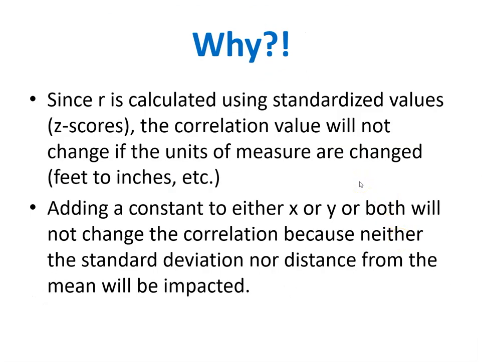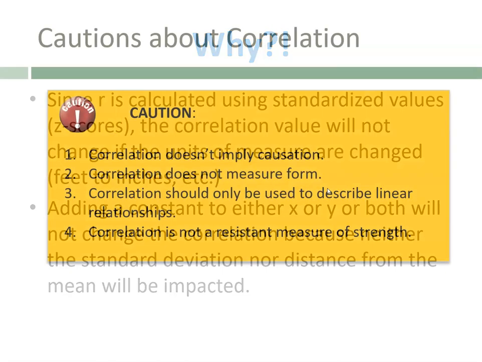Like I said, since R is calculated using standardized values, the correlation doesn't change if the units of measurement are changed. So also adding a constant to either X or Y will not change the correlation because neither the standard deviation nor the distance from the mean will be impacted. Okay, so it doesn't matter if you're transforming that way.